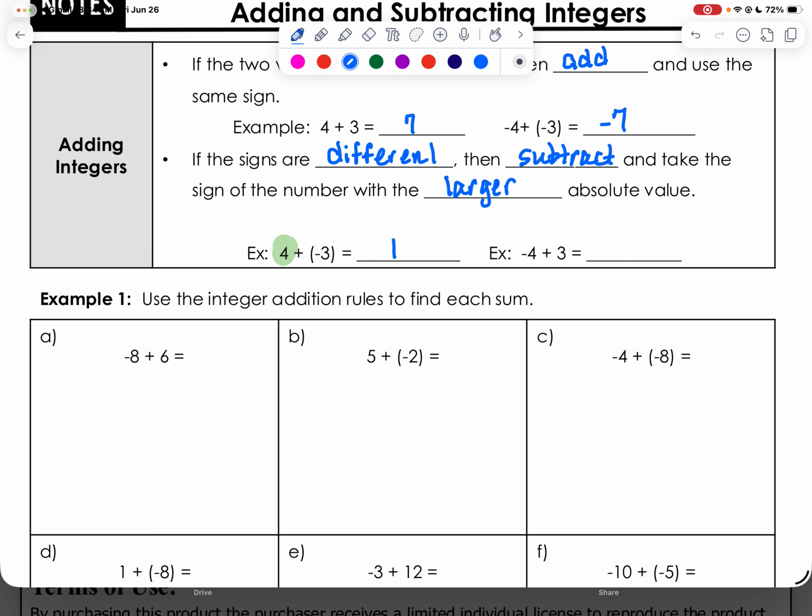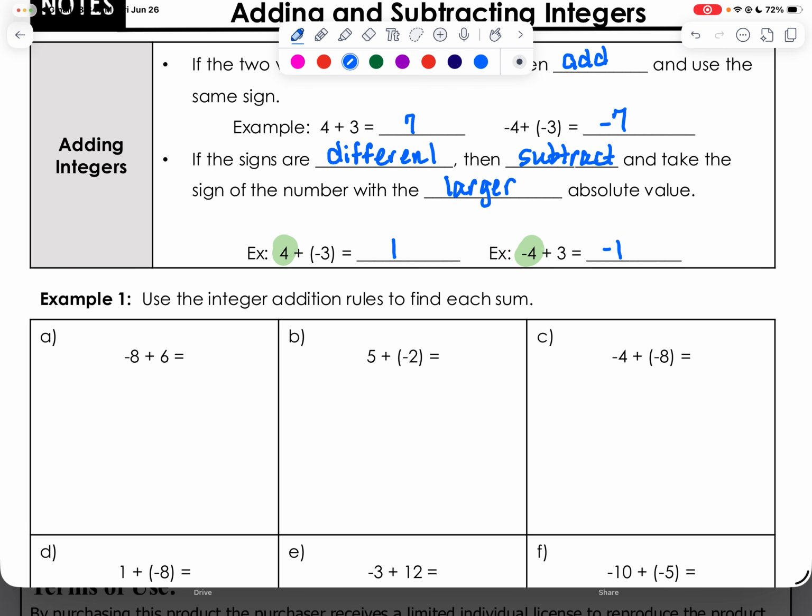Now, what if we have negative 4 plus 3? Well, the signs are different, so we still subtract them. 4 minus 3 is 1. But this time, the number with the largest absolute value is negative. So we have to go with that sign, which would be negative 1.